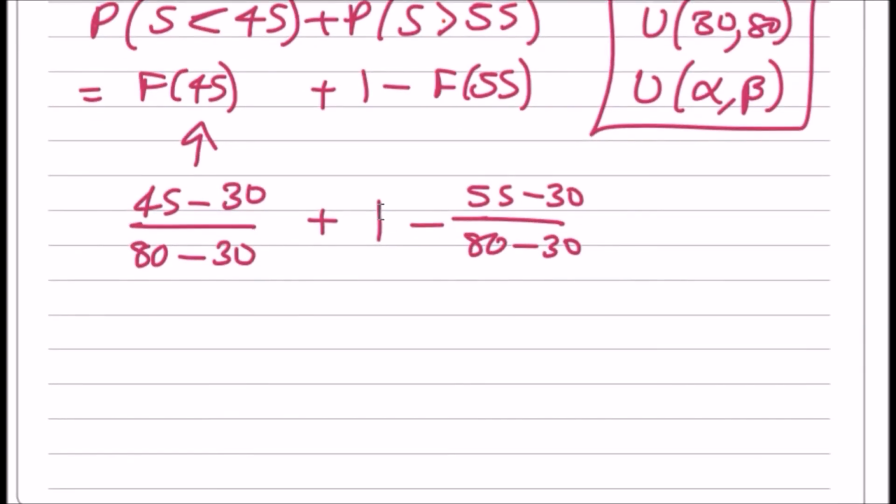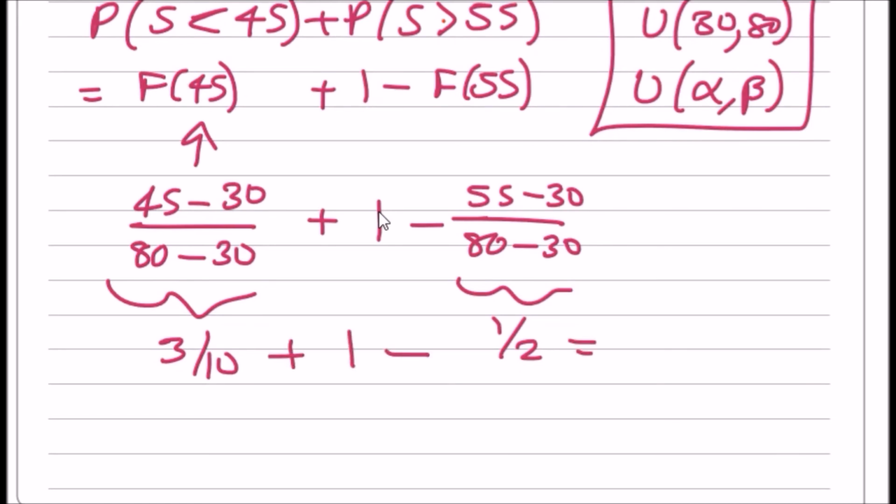Now putting this in a calculator, this should give you 3/10. This should give you a half. So effectively 3/10 plus 1 minus a half should give us 4/5. And that's it, guys. This is the end of the paper, end of the question.